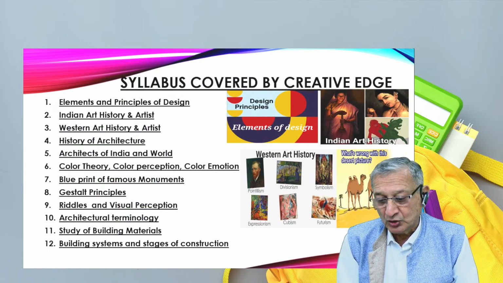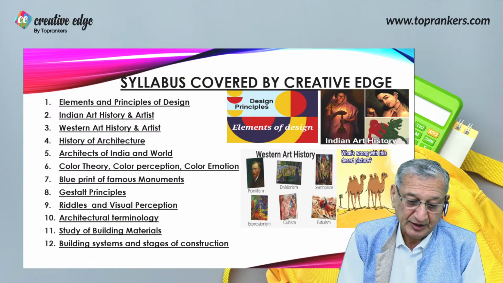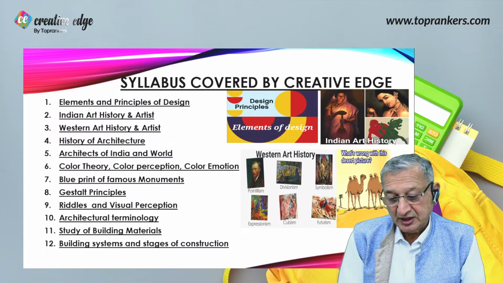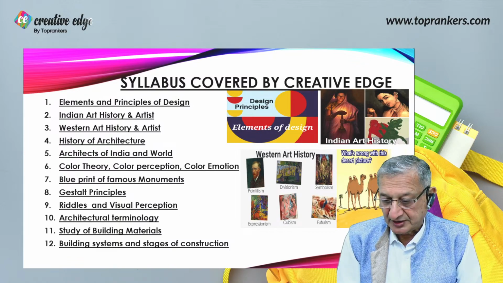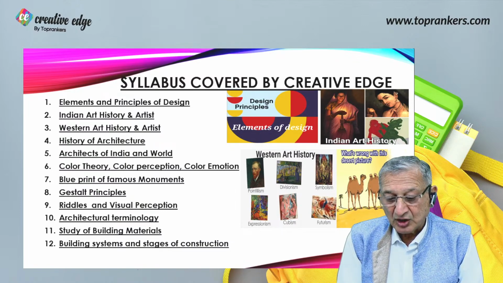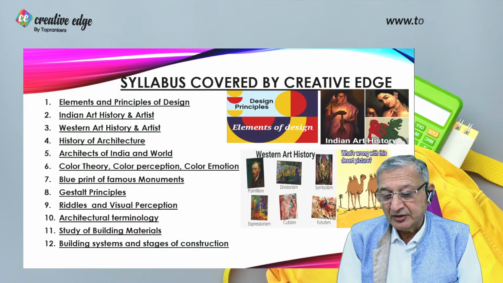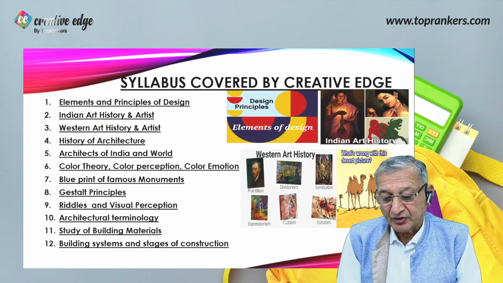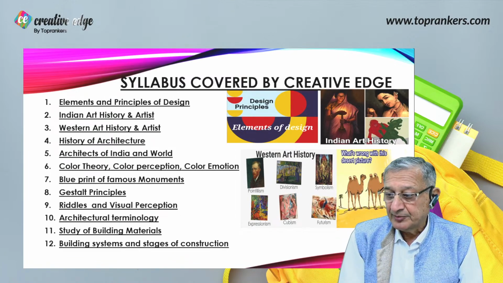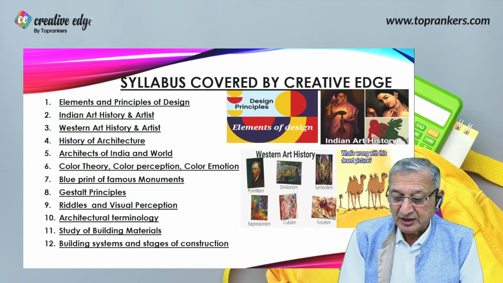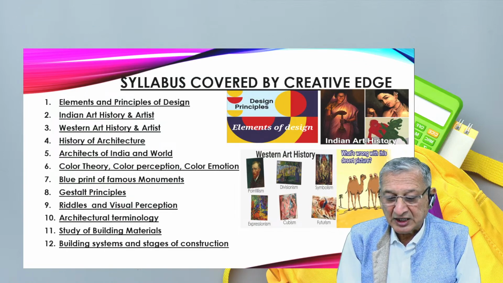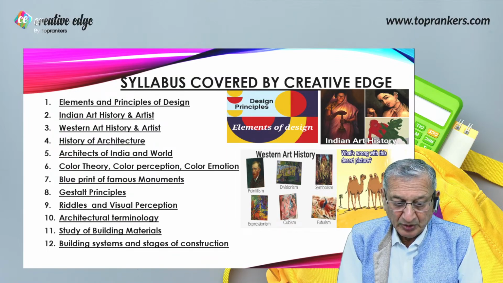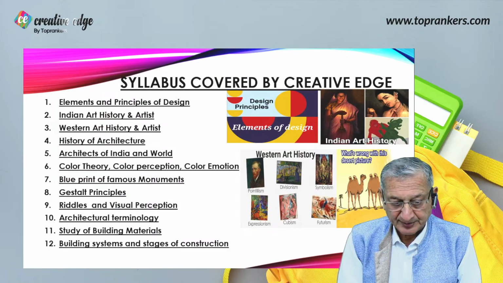when they ask for logos and even ask to read some of the drawings or paintings, then they ask for the Gestalt principle associated with it. Then, when they talk about cognition, they give visual cognition or visual perception. They give questions on riddles. That's what we cover in our syllabus alongside the visual perception. Tenth is architectural terminology, study of building materials, building system, and stages of construction.